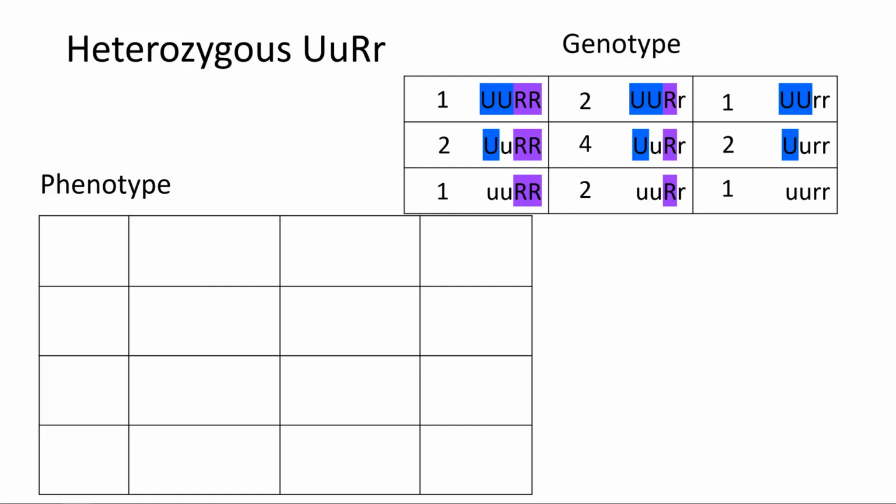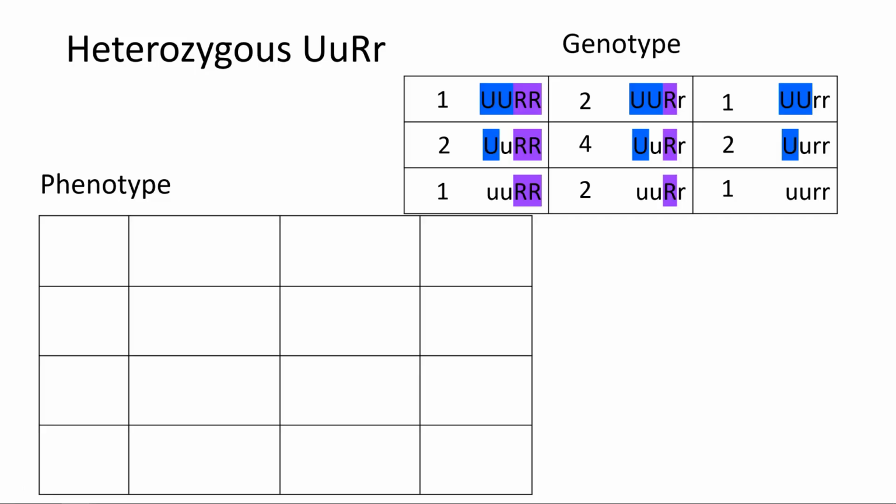From there, we're going to look at phenotype, and phenotype is physical expression. Since this is a dominant gene, we look at a cap U being a dominant characteristic, so anything that has just one cap U is going to be dominant. If it is one cap R, it is going to be dominant. I've taken the cap U's and coded them blue. I've taken the cap R's and coded them purple.